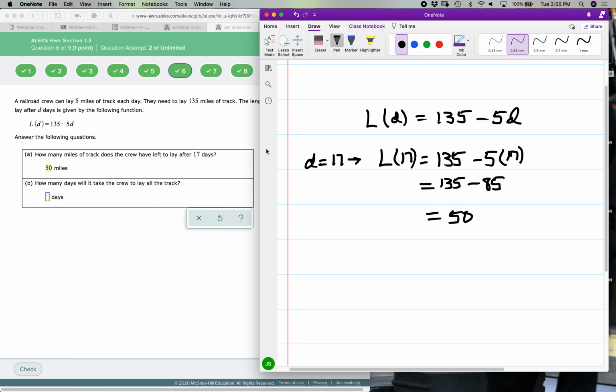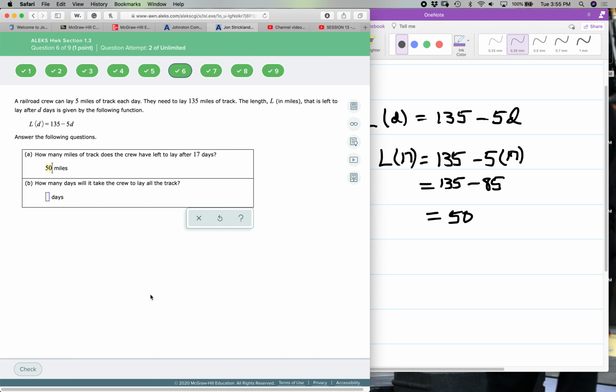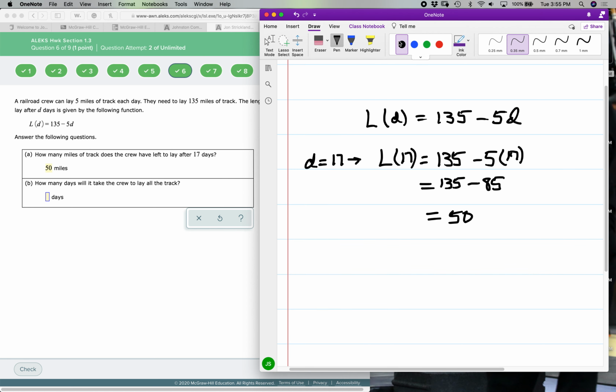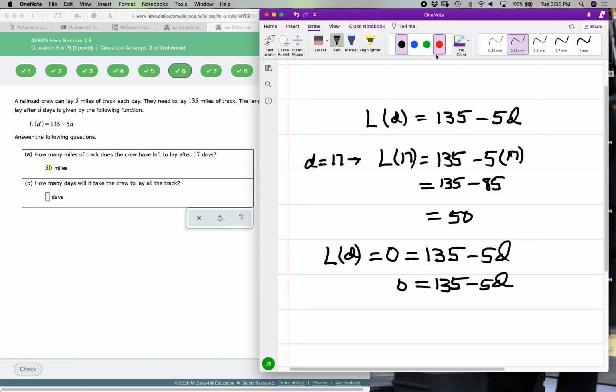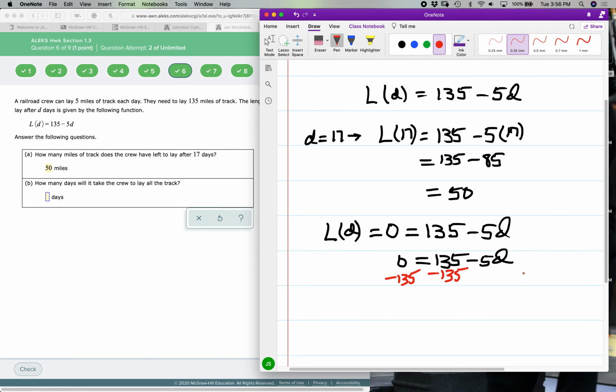So in this particular case, L represents what is left. In terms of the number of days, for L of D, if there's nothing left, in other words, to complete the job, we have L of D equal to 0, and 0 is equal to 135 minus 5D. In the determination of the total number of days, if I get D by itself, I can move 135 over, and we will have 0 minus 135, which is negative 135, equal to negative 5D. If I divide negative 135 by negative 5, that would be 27.